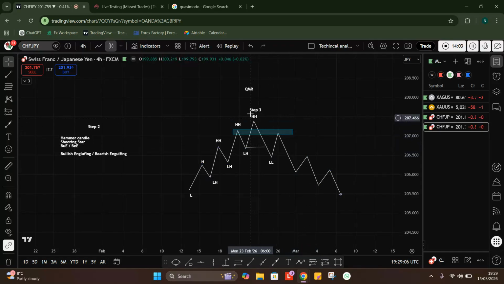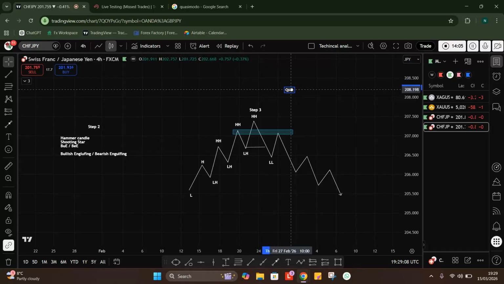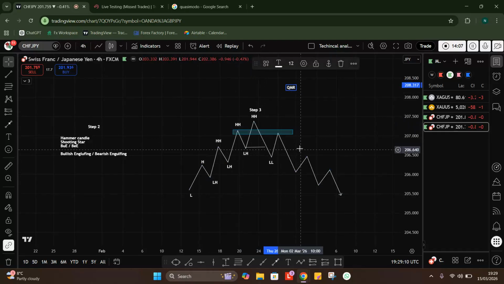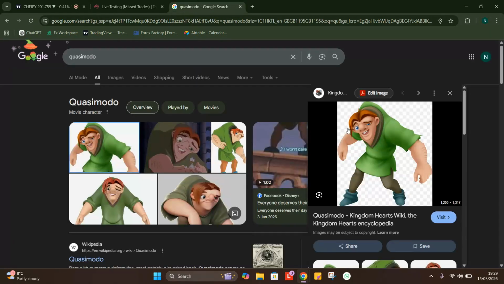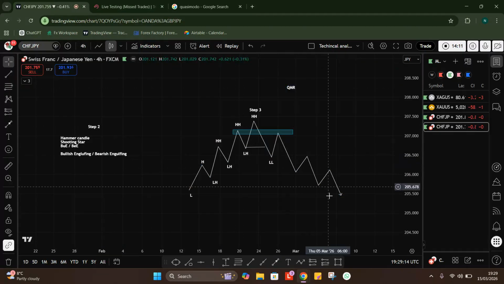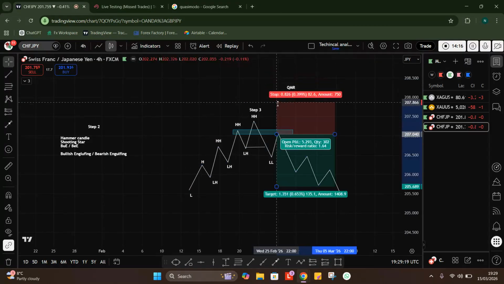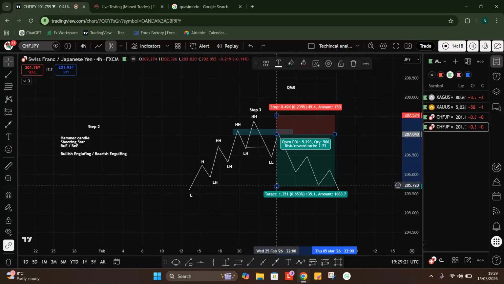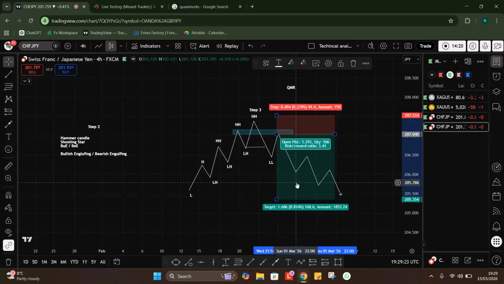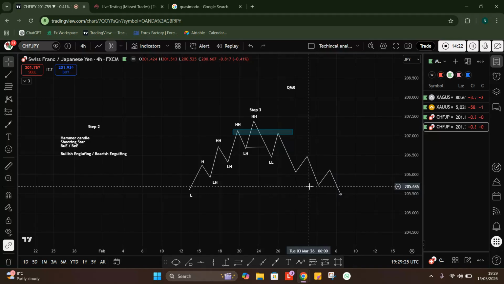However, I enter with the Quasimodo reversal. You can see this arch right here, just like my guy's back right here is arched. That's all it is. Your entry is simply short right here, and you put the stop loss above the head. That is all it is. Typically, guys, you would get a good RR from this.